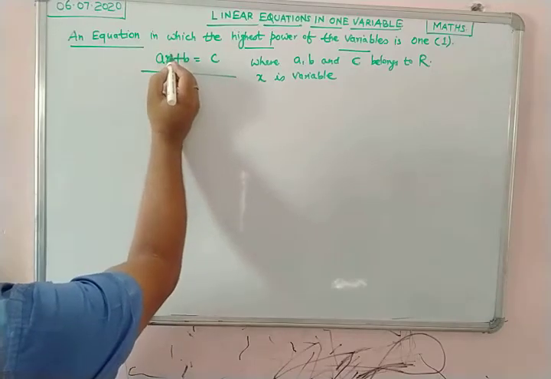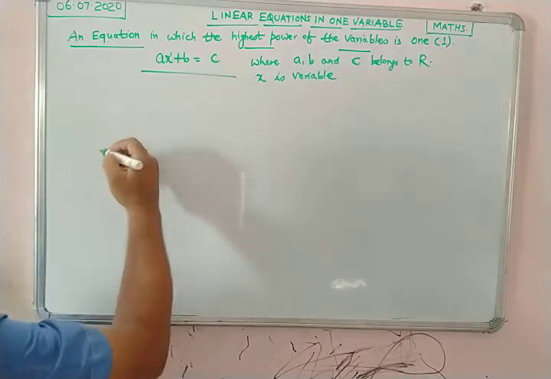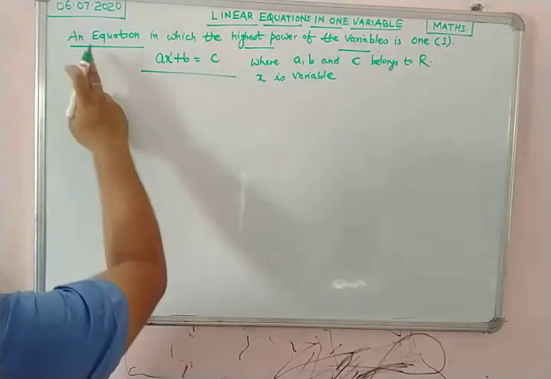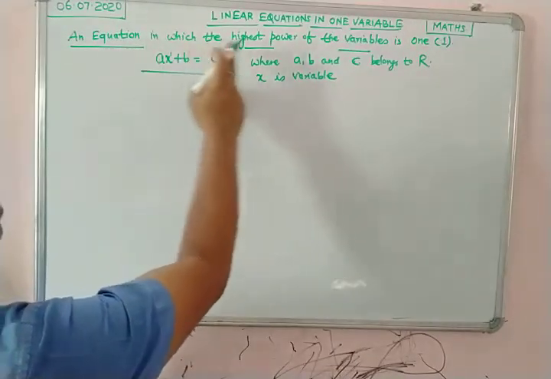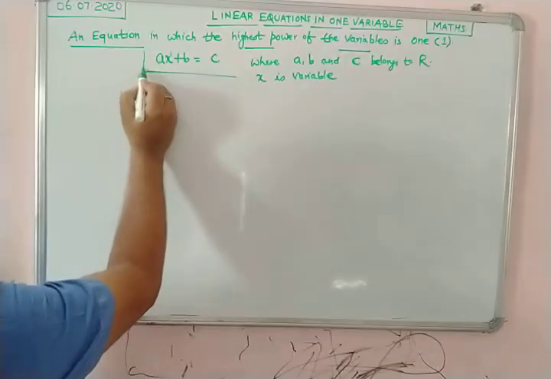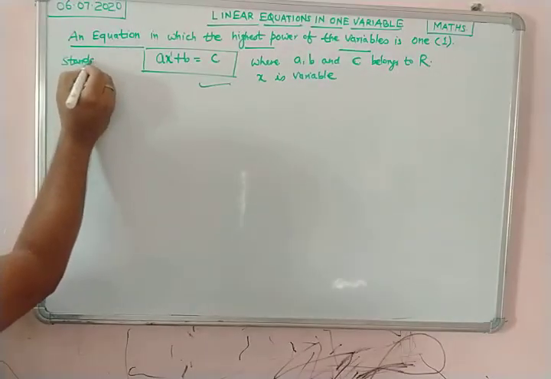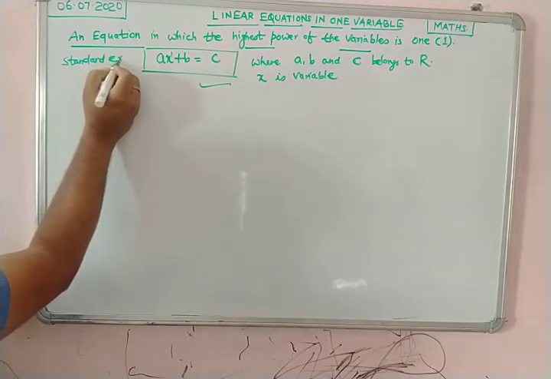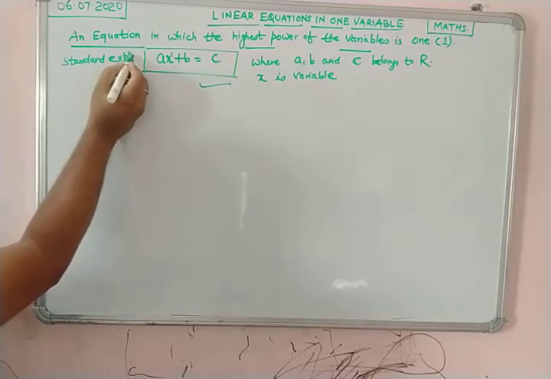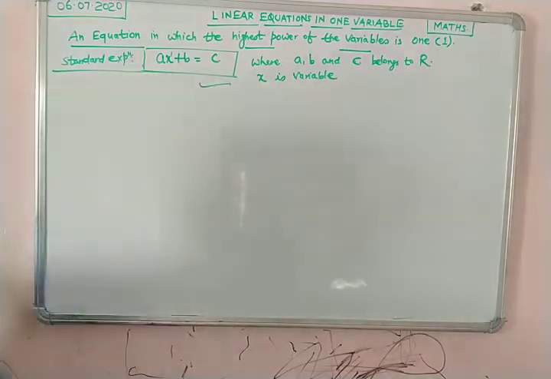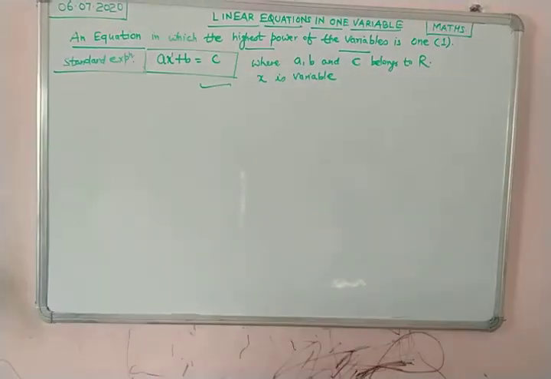If nothing is written, that means it is having the power, degree 1. So any equation which is having the highest power of the variable as 1 is a linear equation in one variable. So this is the standard expression of linear equation in one variable. Now let us see one by one what the rules are and how we can solve the questions.